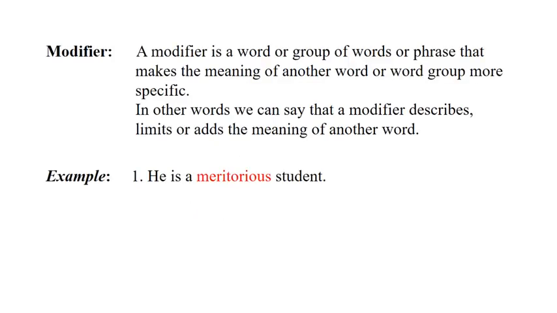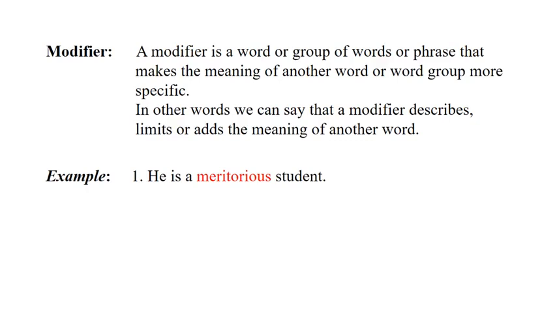Students, let's have a recap of modifier. In my previous lecture, I have given you the definition of modifier. A modifier is a word or word group or phrase that makes the meaning of another word or word group more specific. In other words, we can say that a modifier describes, limits, or adds the meaning of another word. Now, notice the definition of modifier. A modifier describes a word more specifically. It limits the meaning of the word, or sometimes it adds something more to the meaning of that word.